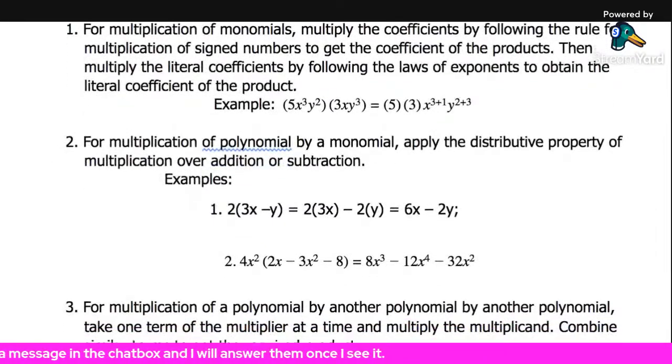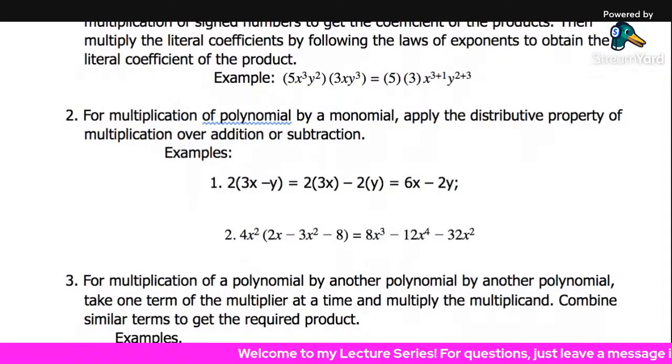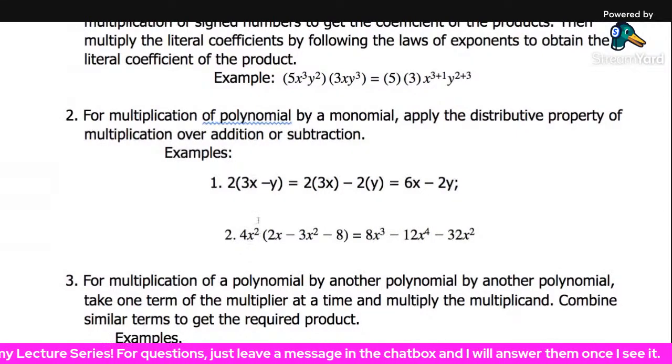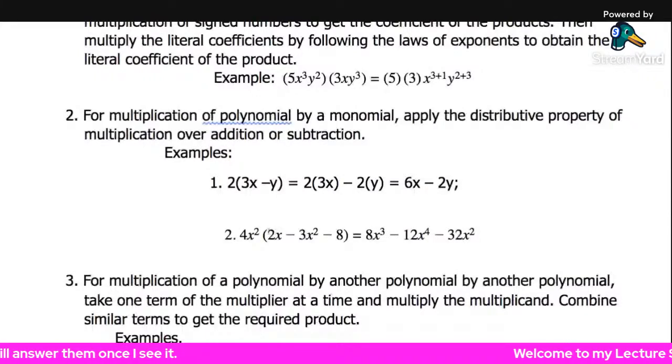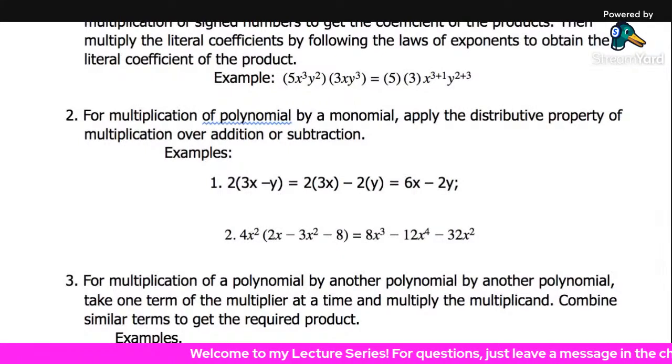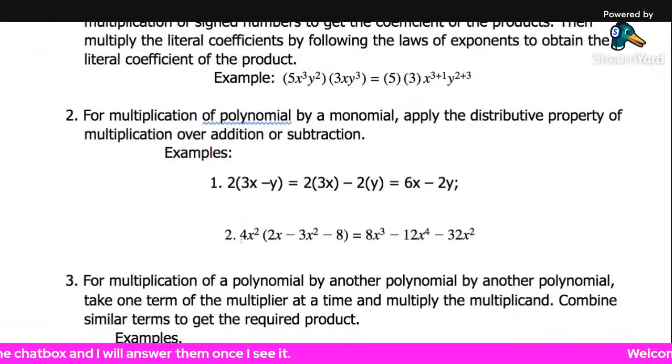For multiplication of a polynomial by a binomial, apply the distributive property of multiplication over addition or subtraction. It's like this. Here, 4x squared, this is a monomial, multiplied by a polynomial, the quantity 2x minus 3x squared minus 8. You just do the distributive property of multiplication over addition. So 4x squared times 2x will give us 8x cubed. 4x squared times minus 3x squared will give us minus 12x to the fourth. Then 4x squared times negative 8 will give us minus 32x squared.